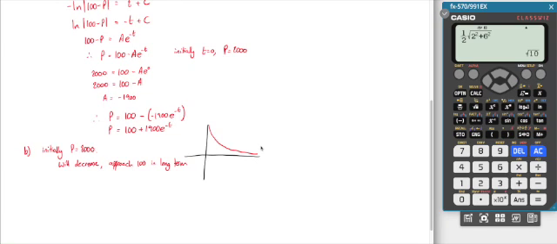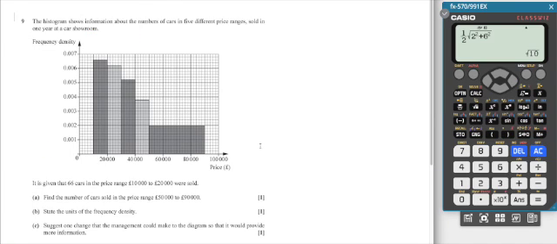Right, so what are we on to now? I think we're on to the stats portion. Histogram shows information about the number of cars in 5 different price ranges sold in 1 year at a car showroom. 66 cars in the price range 10,000 to 20,000 were sold. So we know there are 66 in there. We are given a frequency density, which is on the scale.